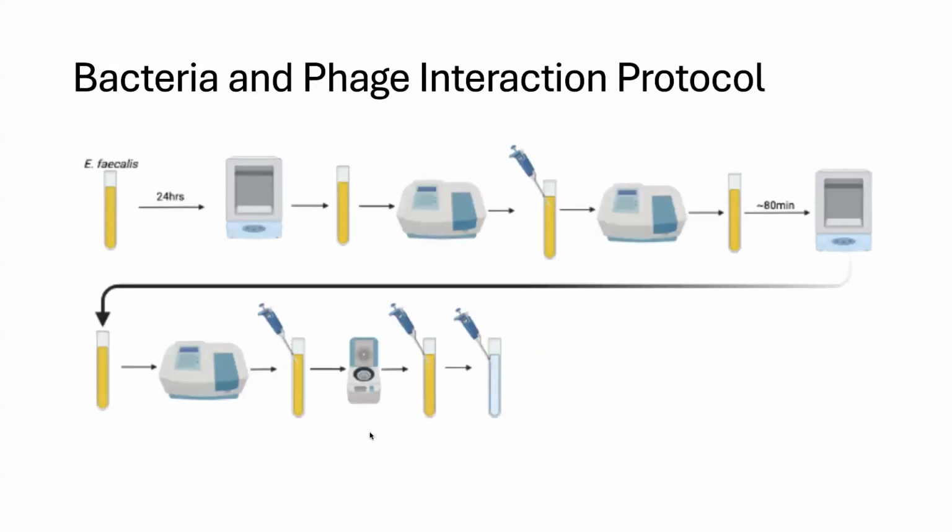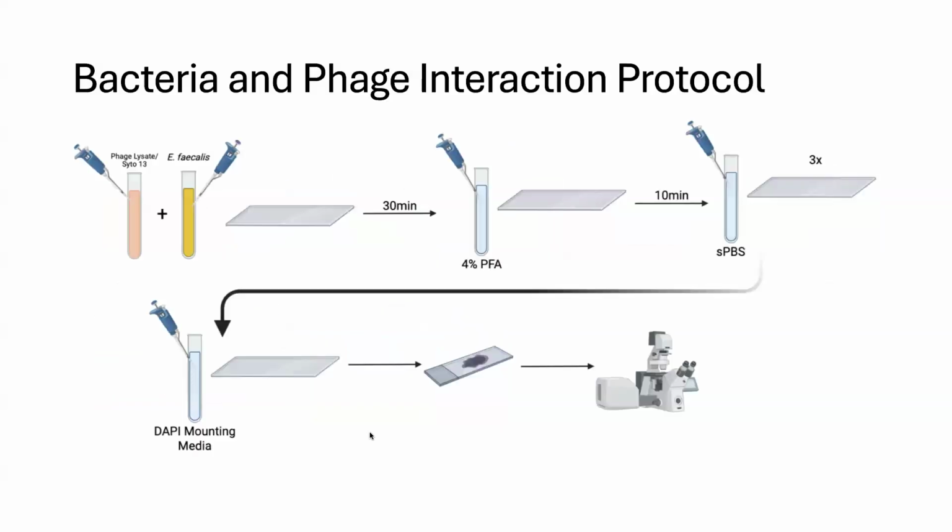Then we prepped our bacteria pretty much the same way as we did before. Then we took our phage lysate and cyto13 mixture and our E. faecalis, and we added it to the cover slip. We let that interact for 30 minutes before we went through the same process as before with the fixation, the washing, and then the DAPI mounting media added.